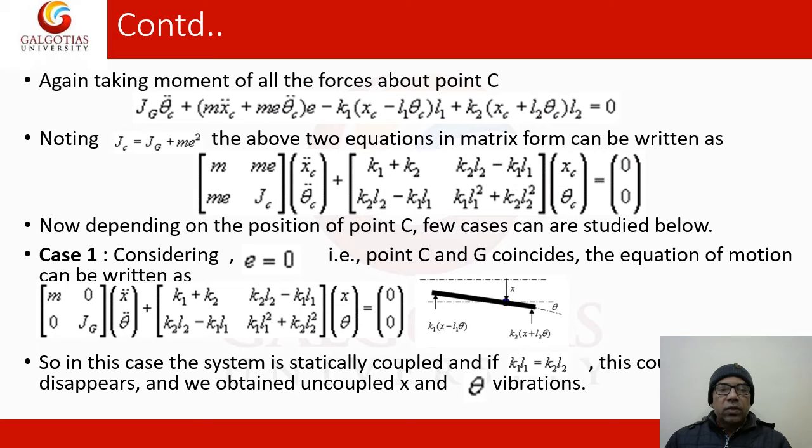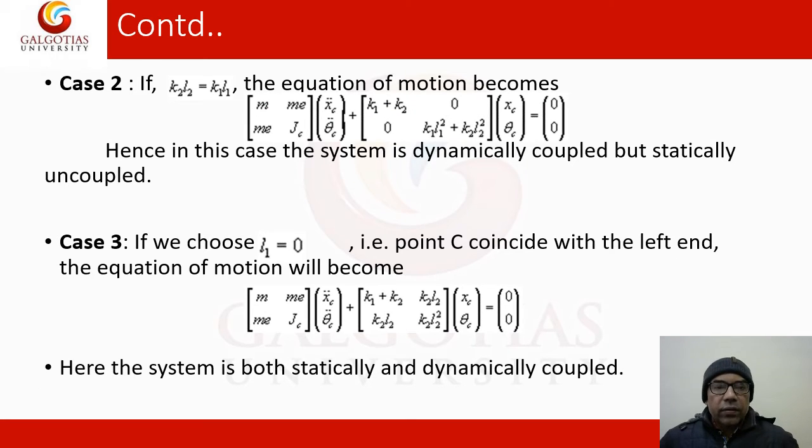Now, depending on the position of point C, a few cases can be stated below. Case 1: e equals 0, that means points C and G coincide. The equation of motion in this case will be written in this way. This is a special case for e equal to 0. In this case, the system is statically coupled, and if K1 L1 is equal to K2 L2, this coupling disappears, and we obtain uncoupled x and θ vibration.